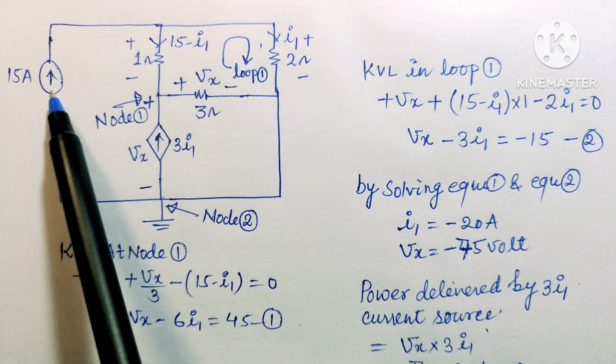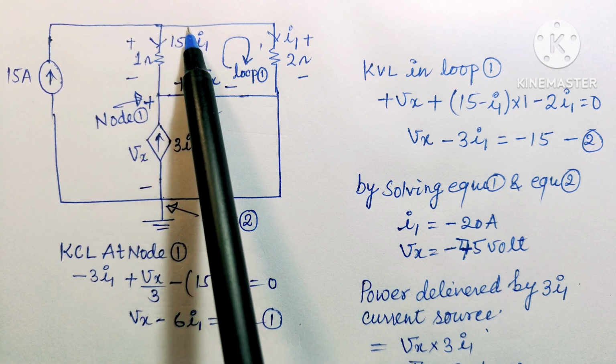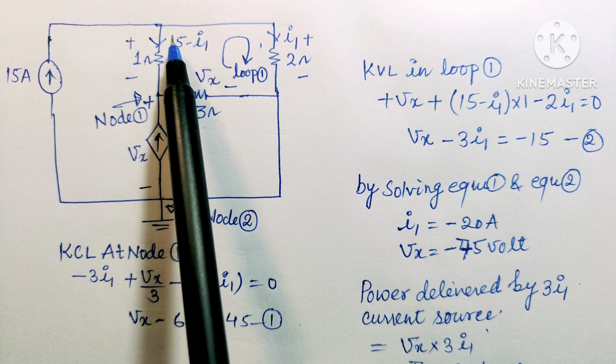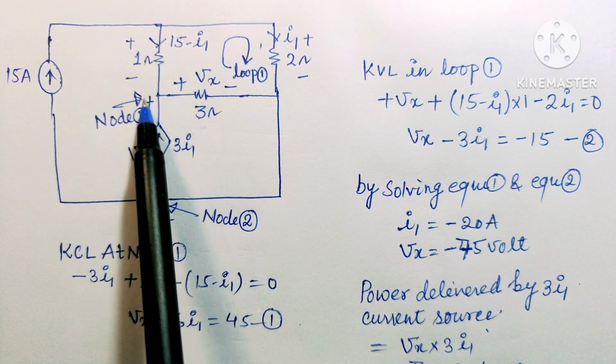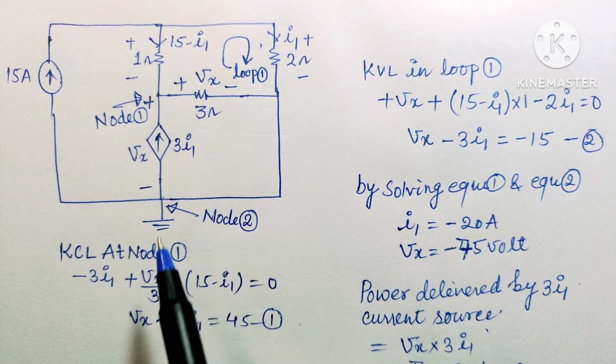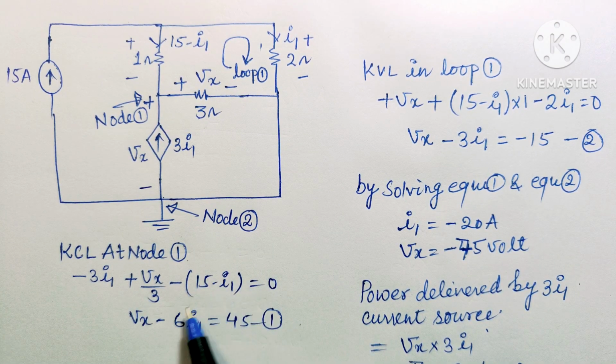Here, a 15 ampere current source is coming towards this node and I1 current is going out of this node. So by using KCL, we can see that in this branch 15 minus I1 current will flow. By considering these assumptions, let us see how we can solve this problem. Now we will apply KCL at node 1.